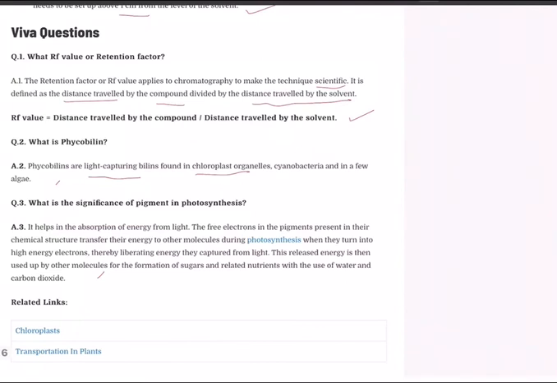The released energy is then used up by other molecules for the formation of sugars and related nutrients with the use of water and carbon dioxide. Like we always write photosynthesis as CO2 plus H2O. Of course, in reality, they never combine with each other. Just for our understanding, we are writing this. Arrow mark, we are writing here sunlight, and then this chlorophyll pigment.